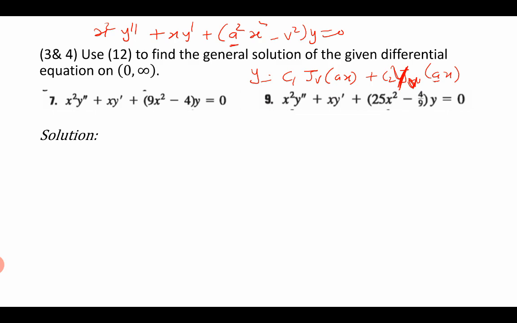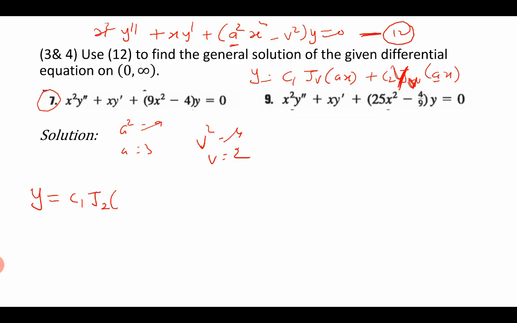Okay, compare this equation with equation number 12. Compare problem 7 with this one. a square is 9, a is equal to 3. v square is 4, v is equal to 2, isn't it? Okay, write the general solution for the first case. y is equal to C1 J2 of 3x plus C2 Y2 of 3x. You can write J negative 2 of 3x. Both are good, right?